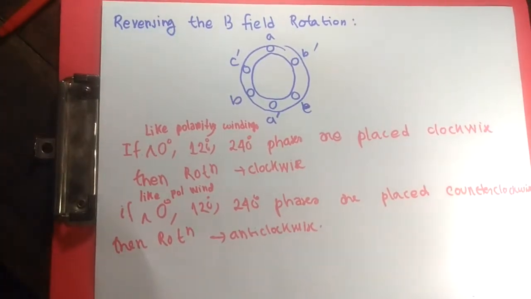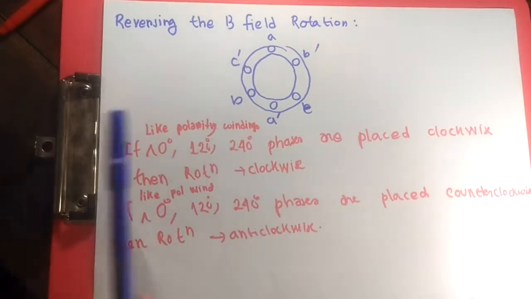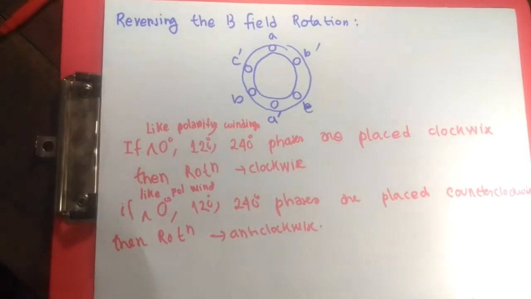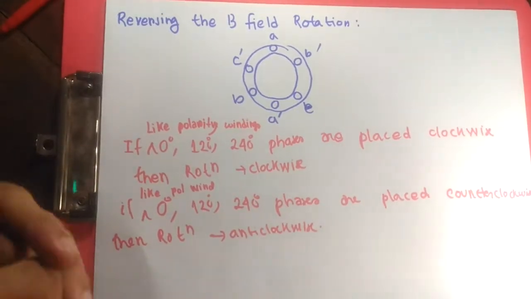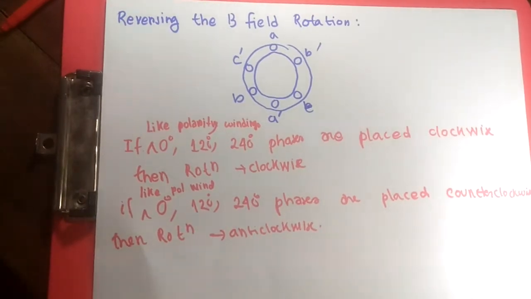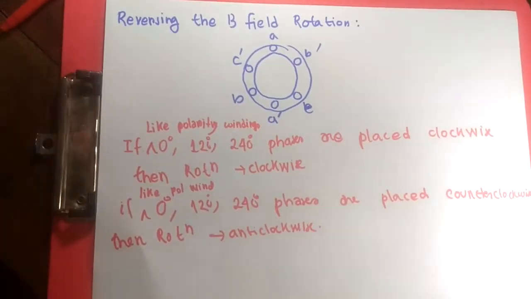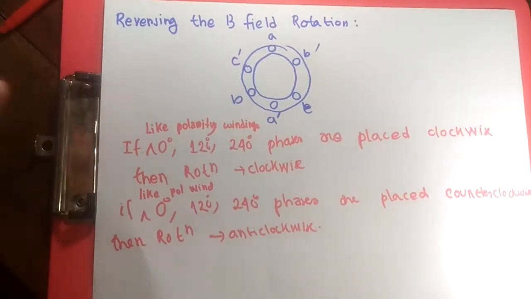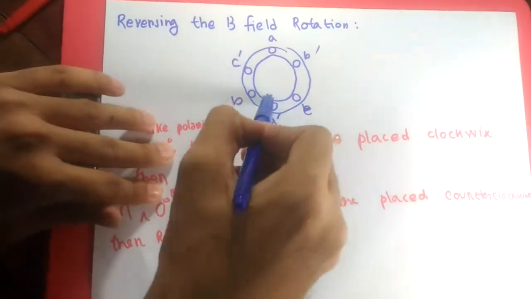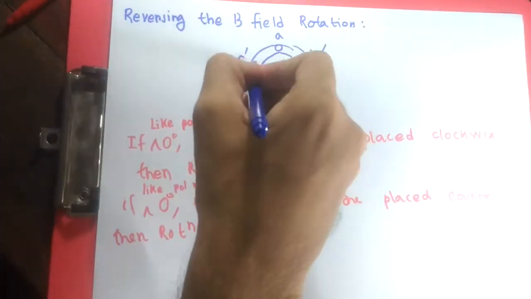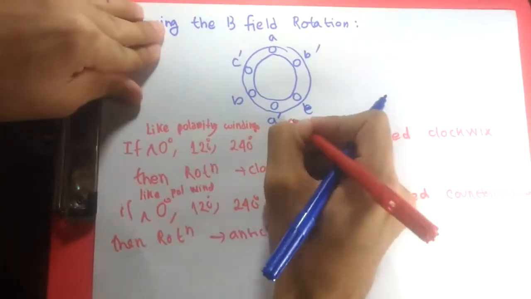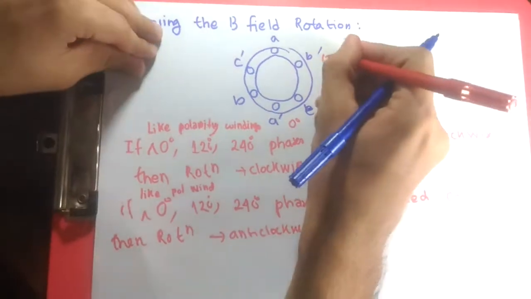So what's the working rule? The working rule is that if like polarity windings, that means either all dashes or all non-dashes, of 0 degree, 120 degree and 240 degree phases are placed clockwise, then the rotation is clockwise, and if they are placed counterclockwise, then the rotation is anti-clockwise. That's it. That's the whole rule. Remember, in our cases, we put in A dash the 0 degree, in B dash the 120 degree, and in C dash the 240 degree, right? That's the reference we are talking about in this whole section.